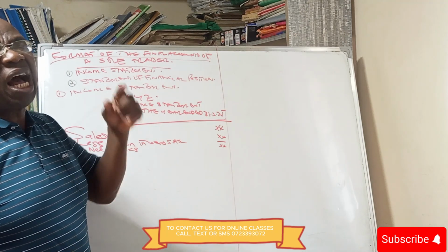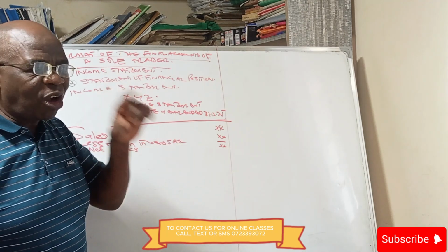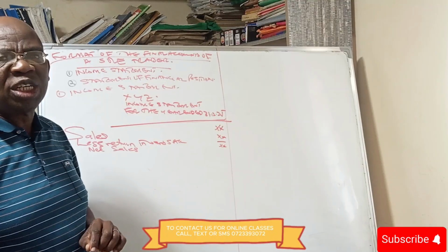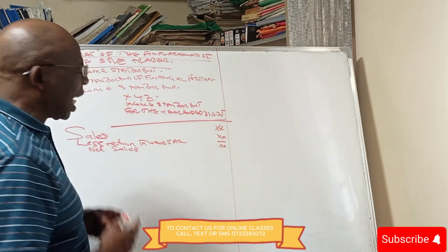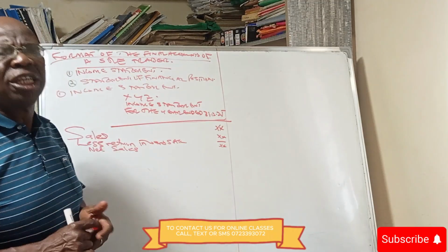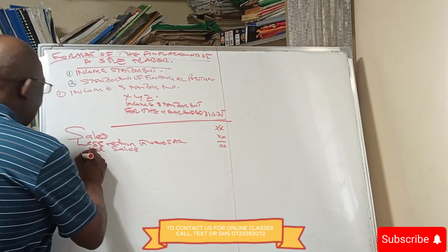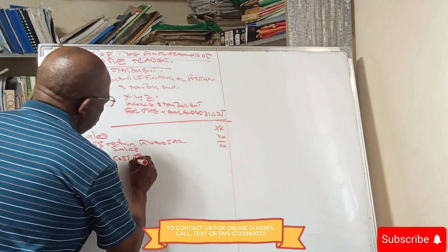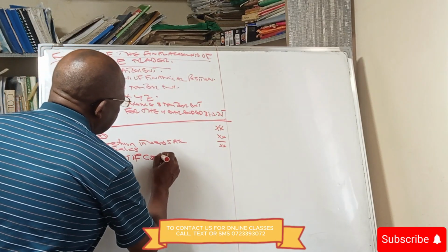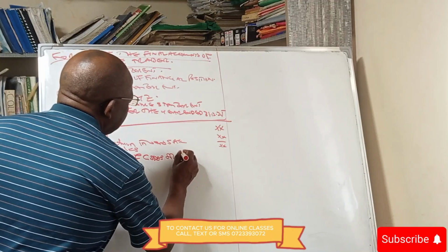Now, we compare our sales and the cost of the goods we sold to get gross profit. I like saying, reason with your mind. Don't memorize. We say less cost of goods sold.